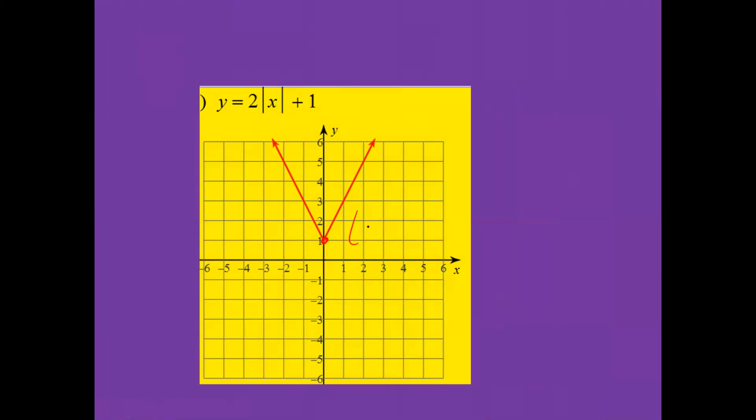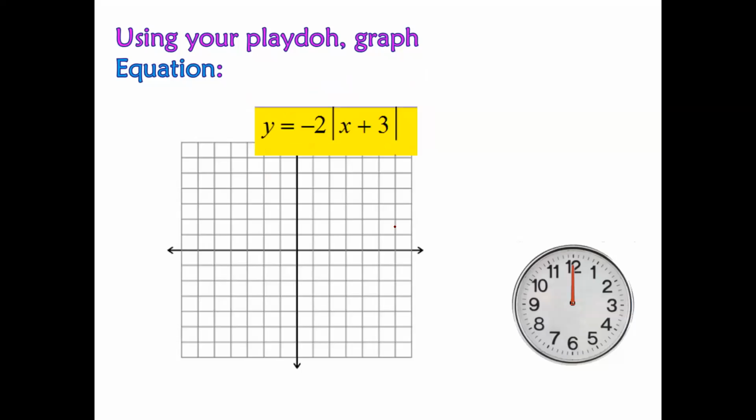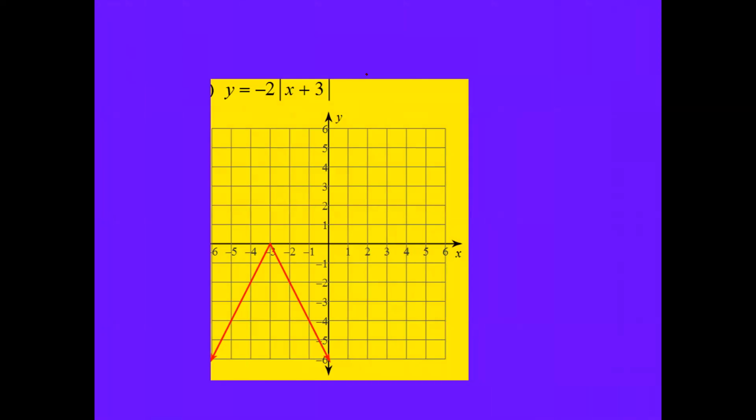And that's your vertex at 0, 1. Question number 7. 3 on the inside means you're going to go 3 to the left, upside down, or sad face, and then it's going to be a skinnier shaped graph, like so, and it's upside down.